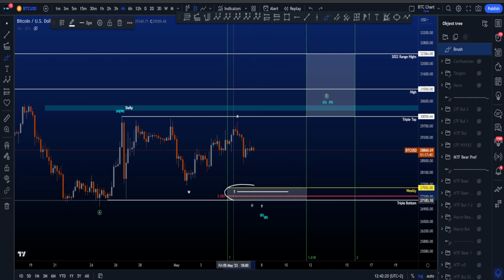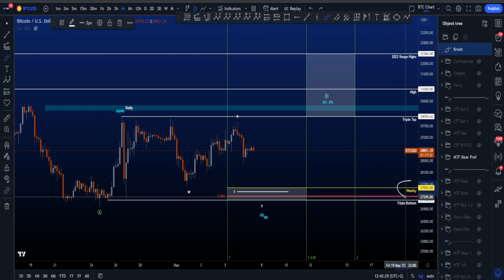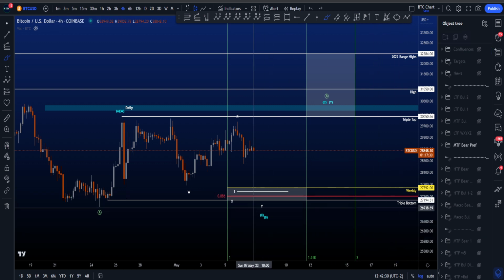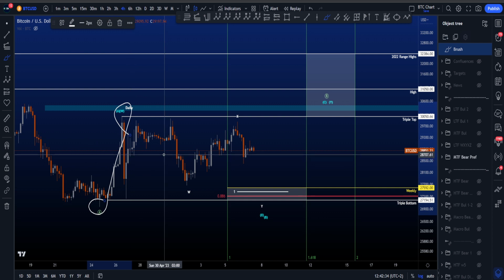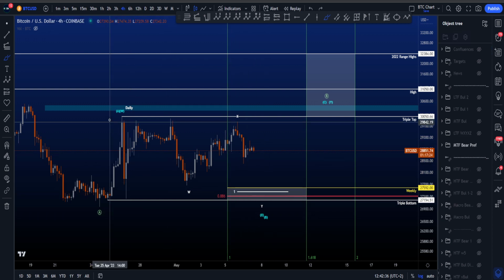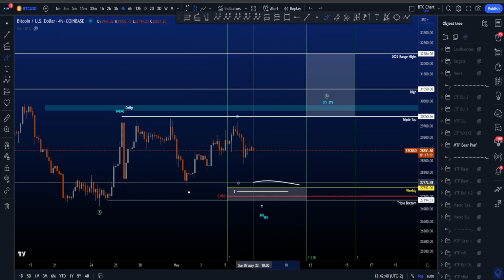So inside this wave Y, an interesting potential target area for this wave Y is between 27.6K and 27.2K, which is basically between the weekly and between the triple bottom. Also the 0.886 over here, taken from the low of A to the high of the blue A over there, and the 1-to-1, which is taken from the high to the low of W to the high of this wave X. So definitely an interesting area of a little bit of confluence.